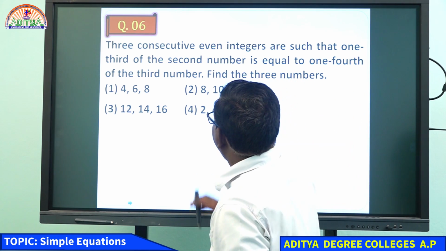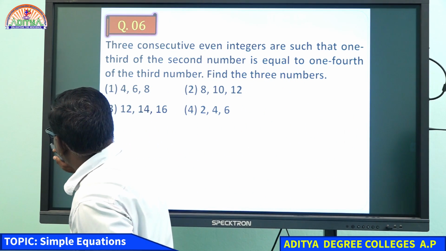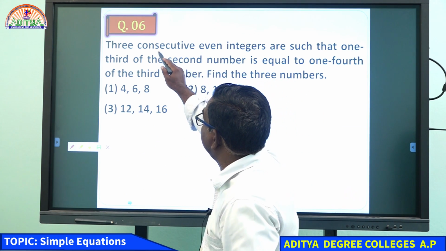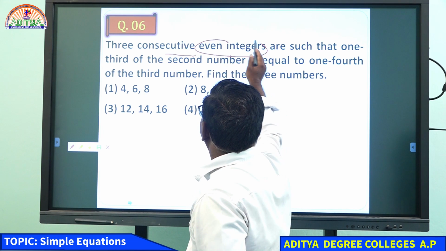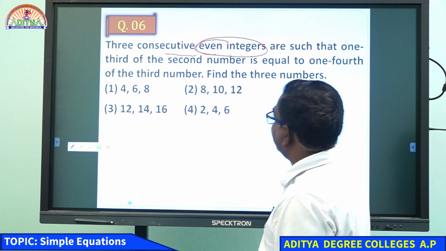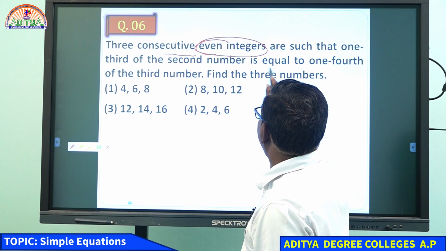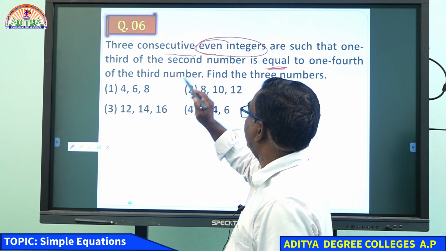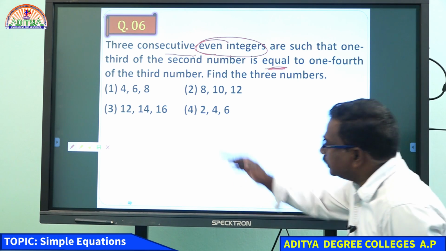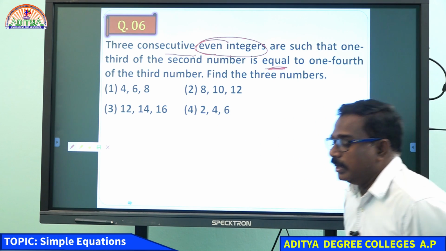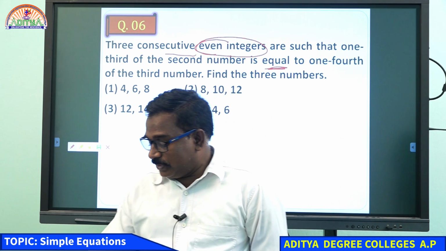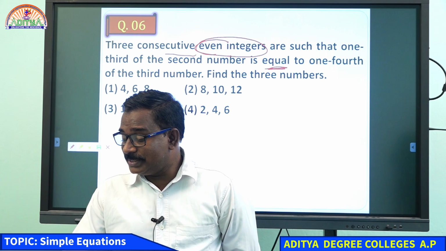3 consecutive even numbers are given. Three consecutive even integers are such that 1/3 of the second number is equal to 1/4 of the third number. Find the 3 numbers. By using options we can do it, and by using simple equations also we can do it. Our topic is simple equations. You need to solve in a simple manner.